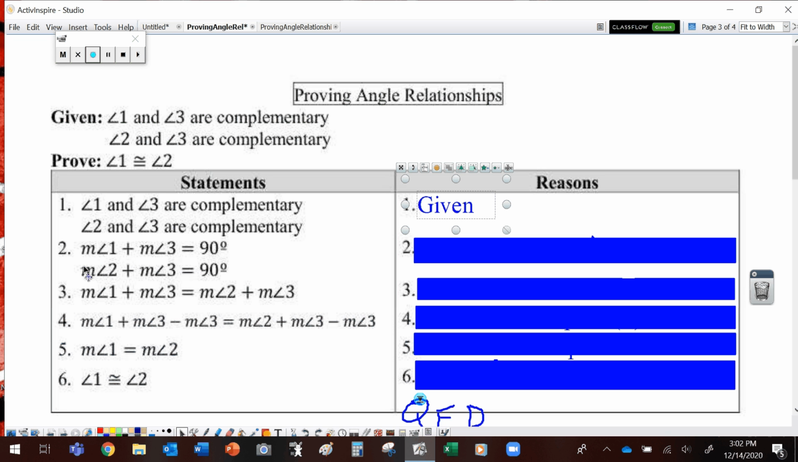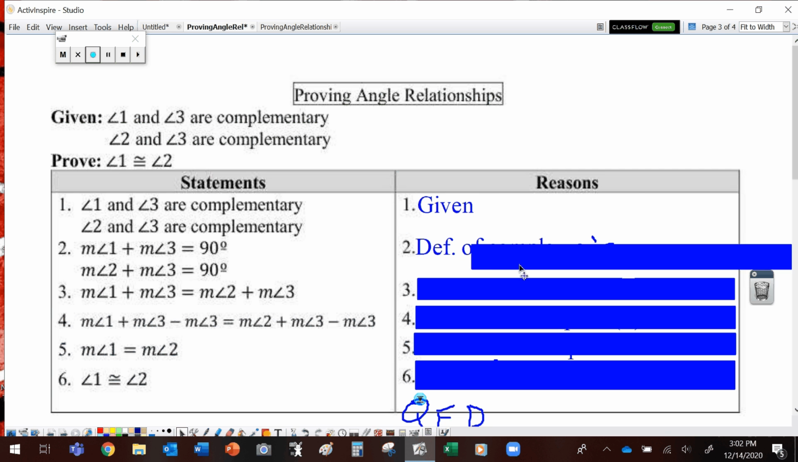Then, statement 2. I have the measure of angle 1 plus measure of angle 3 equals 90 degrees, and measure of angle 2 plus measure of angle 3 equals 90 degrees. Now, it's not just about what property looks like this line, it's about what property allows us to get to this line from previous lines. So first I say those pairs are complementary, and now I say I add those angles together and I get 90 degrees. Well, that's what it means to be complementary angles. That's the definition of complementary angles.